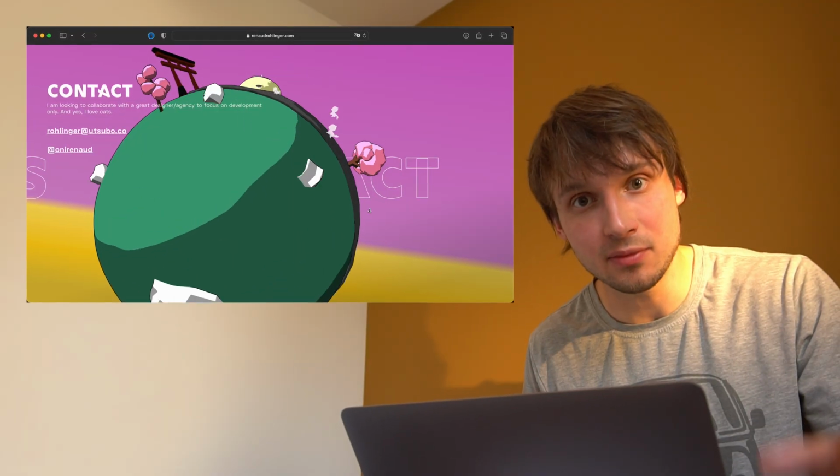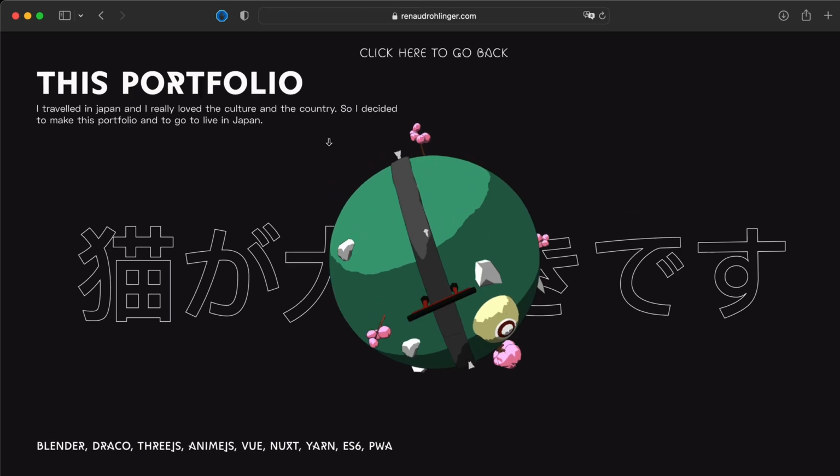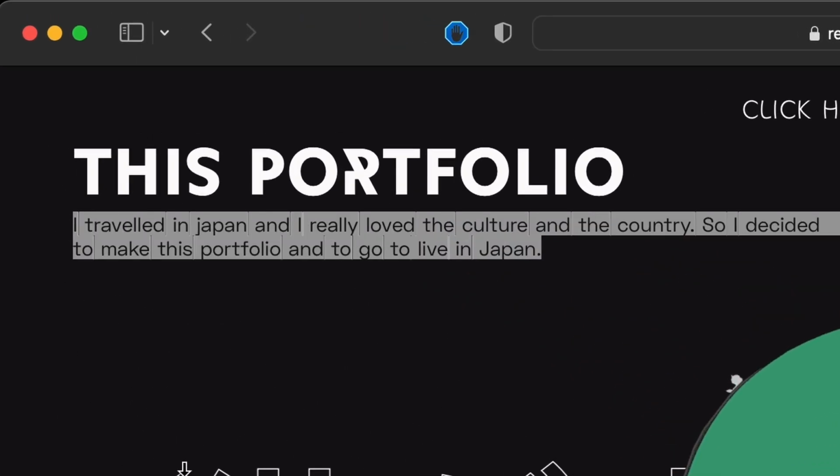What this portfolio almost does is it uses the fourth dimension. I'm not completely insane, it's time. The fourth dimension is time. Instead of a personal space, this portfolio offers a personal story. I traveled in Japan and fell in love with the culture and the country, so I decided to make this portfolio and to go to live in Japan.